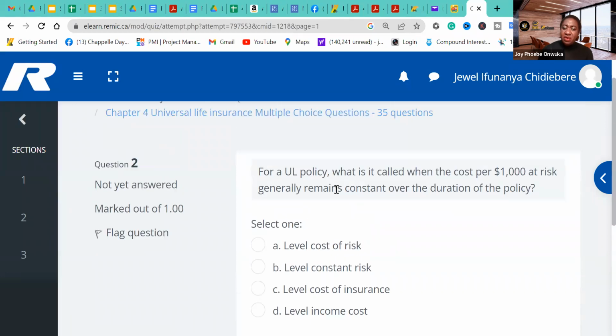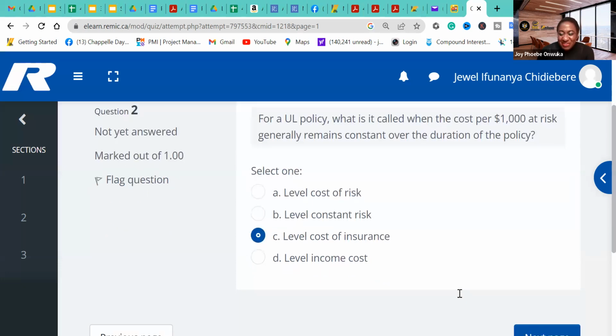All right. For a UL policy, what is it called when the cost per 1,000 at risk generally remains constant over the duration of the policy? Level cost of risk, level constant risk, level cost of insurance, level income cost. No, it's level cost of insurance.